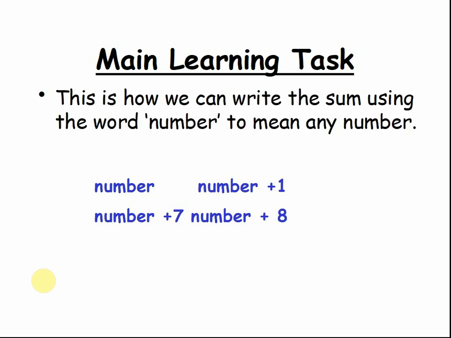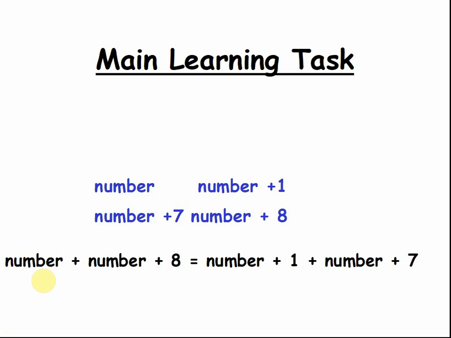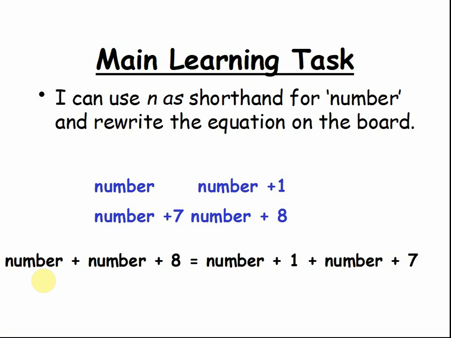This is how we write the sum using the word number to mean any number. Number plus 8 equals number plus 1 plus number plus 7. I can use n as a shorthand for number and rewrite the equation on the board. N plus 8 equals n plus 1 plus n plus 7.